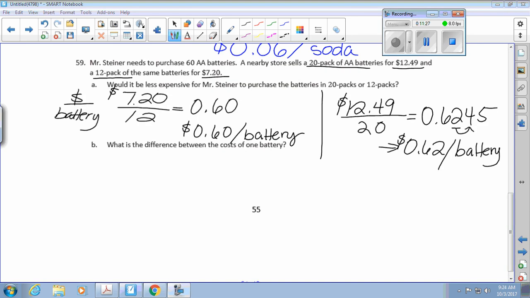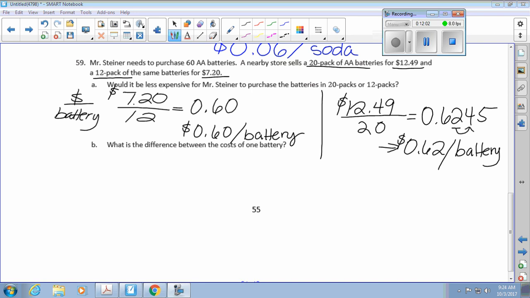All right, so the kids worked this out. They said $7.20 for a 12-pack. Therefore, it would be 60 cents per battery when you divide. $12.49 for the 20-pack, so divide, and you would get 62 cents per battery. Therefore, Mr. Steiner should buy which pack? The 12-pack for 60 cents per battery or the 20-pack for 62 cents per battery? Mackenzie, what do you think? It's cheaper to buy the 12-pack. Very good. The 12-pack's only going to cost him 60 cents for each battery.